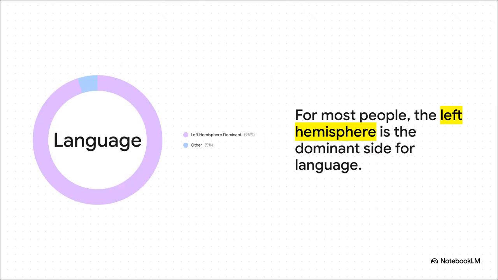So just how dominant is that left hemisphere for language? Well, the numbers are pretty staggering. For right-handed people, a whopping 95% process language mainly in the left hemisphere. And even for left-handed folks, it's still the clear majority at 60%. So the big takeaway here is that no matter which hand you write with, for most people, the left side of the brain is running the language show.